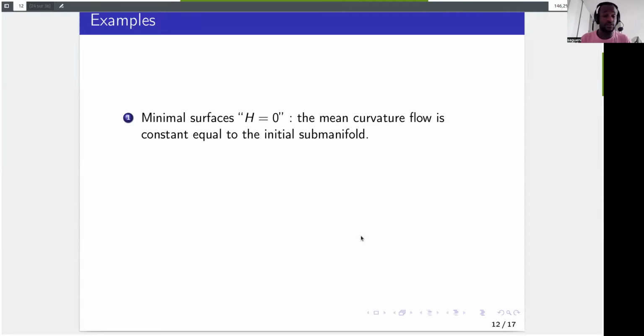Examples of mean curvature flow: we have minimal surfaces. This is when the mean curvature flow is static. It doesn't do anything. It leaves the surface static. This is when the surface has mean curvature equal to 0. For example, when we take planes or d-planes in Rn, they have curvature equal to 0, so they do not move at all.